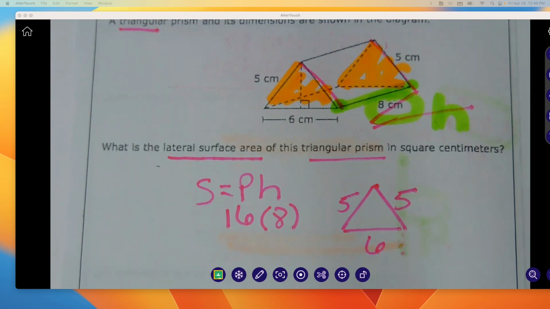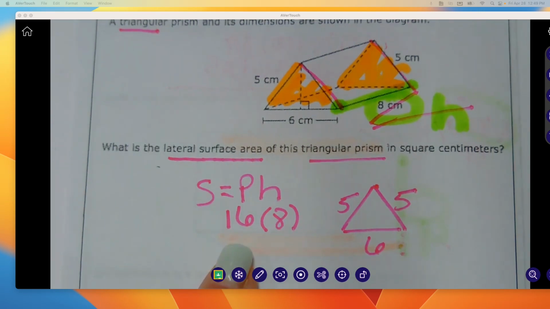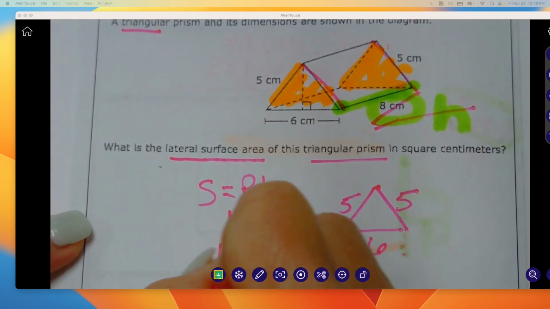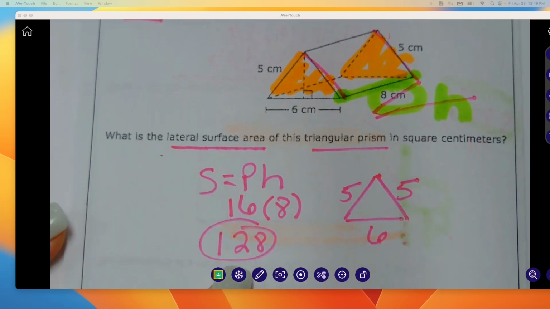So I'm going to come over here to Desmos, and I'm going to multiply 16 times 8. So my surface area is 128. And this is just for lateral.